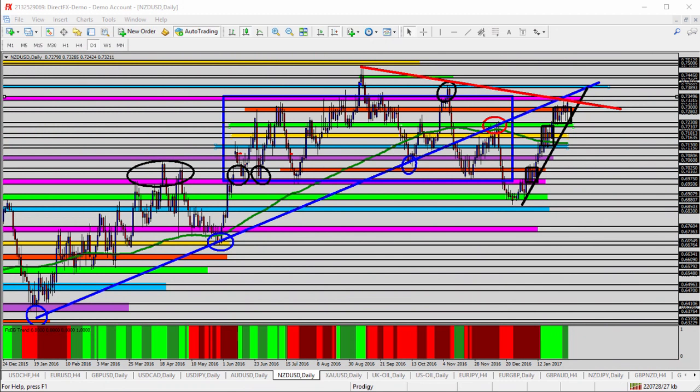Today, we're going to be taking a look at the NZDUSD, the New Zealand dollar, versus the US dollar. Before we begin looking at the chart, it's important for us to take a look at some fundamentals that have happened this week for the New Zealand USD.